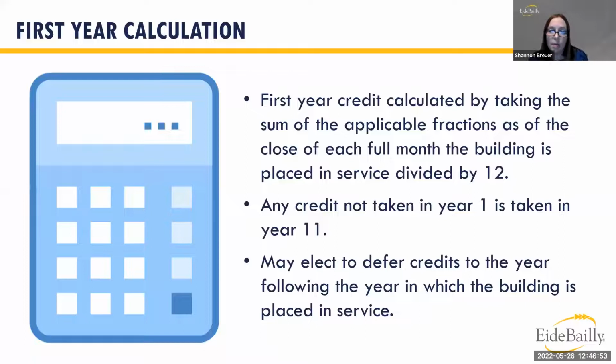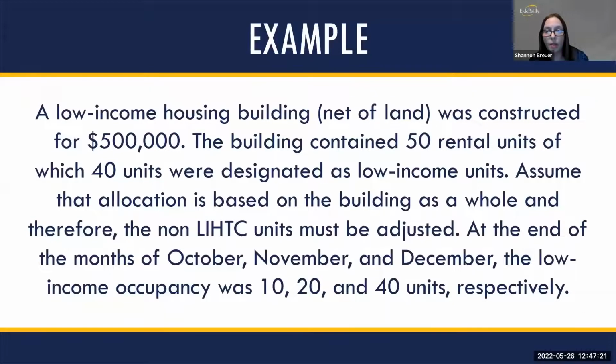So as I mentioned, the first year of allowable credits is determined by taking the sum of the applicable fractions as of the close of each full month the building is placed in service, and then dividing that by 12. Any credit not allowed in year 1 based on the calculation is allowed in year 11. The taxpayer can elect to defer the credits, as we have mentioned, into the following year, but that's only for the first year. So let's look at another example.